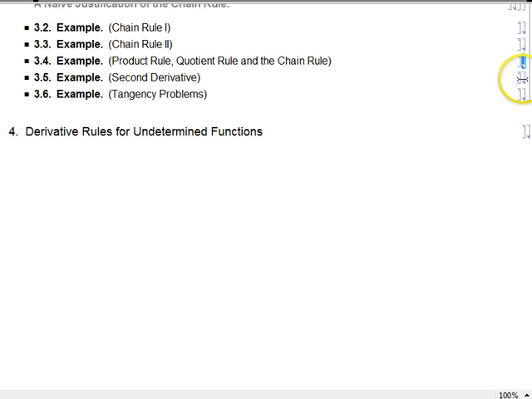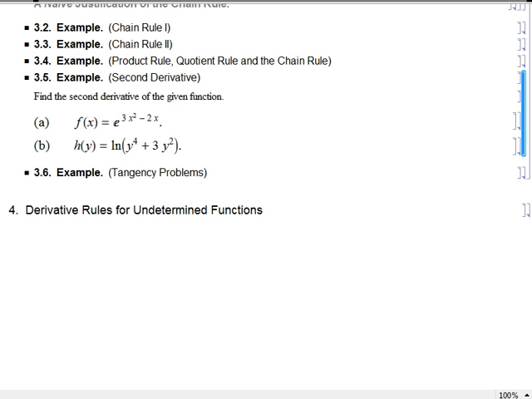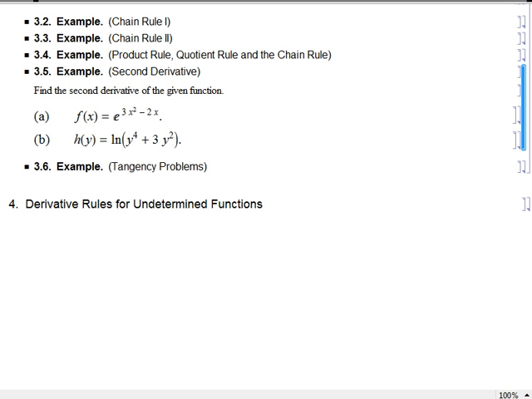Okay, let's now move on to the next topic, the second derivative. Second derivatives are, technically speaking, very much related to the previous example, combining product rule and chain rule, and also combining quotient rule and chain rule, especially the first one.